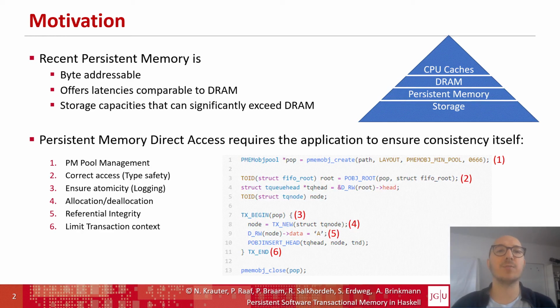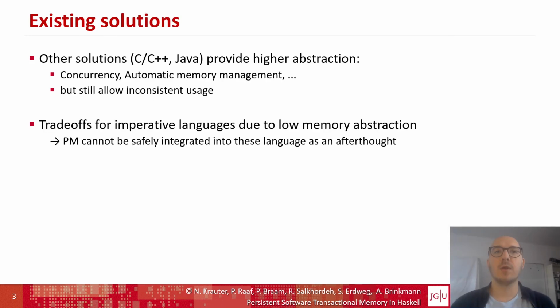When using any kind of multi-threading, this example would get even more complex for PMDK, as the application developer would need to handle this additionally, as the library does not manage any of it in the background. We analyzed many existing solutions written in C, C++, Java, Go, and so on. While they offer some kind of alleviation through high abstractions such as concurrency guarantees and automatic memory management, they still allow for some kind of inconsistent usage of persistent memory. For example, they cannot transparently avoid assignment of volatile structures.